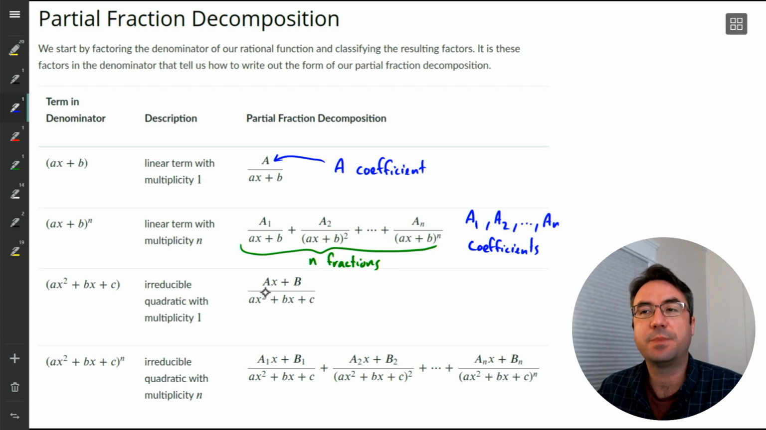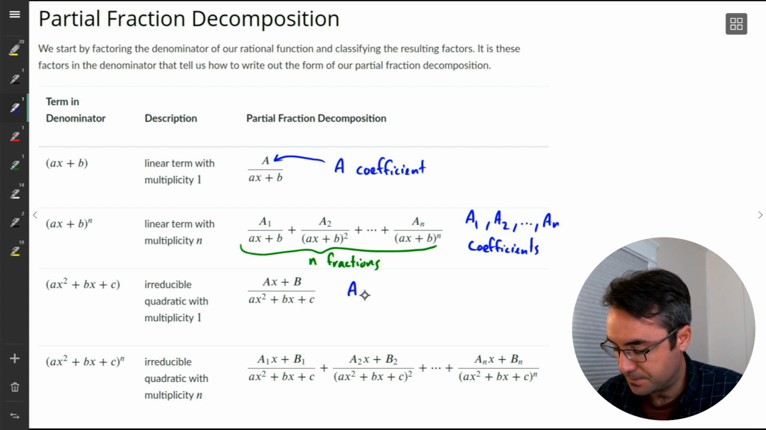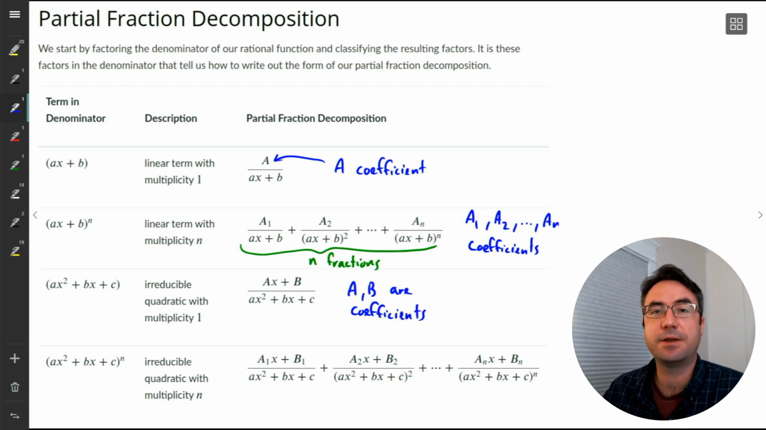And here we have a little bit more, though. The format for if we see an irreducible quadratic is ax plus b over ax squared plus bx plus c. So there's a little bit more here than just the linear term. In this case, a and b are coefficients. They're just constants that we'll end up having to find.